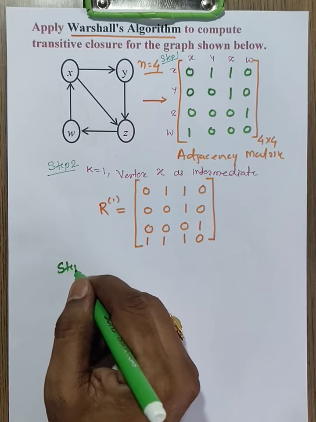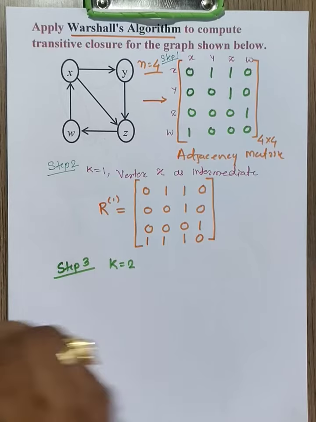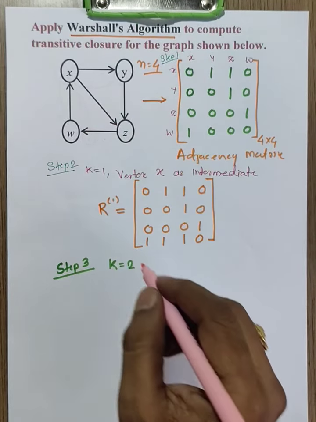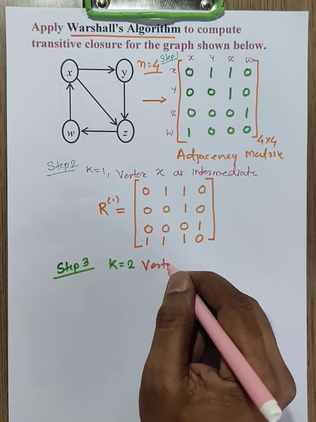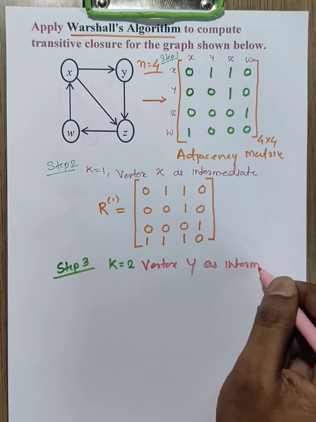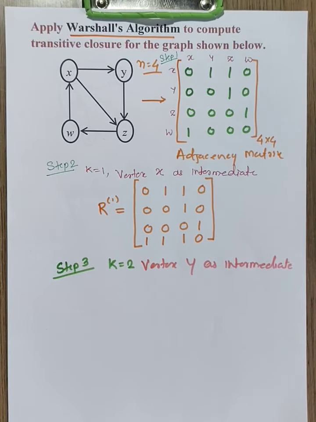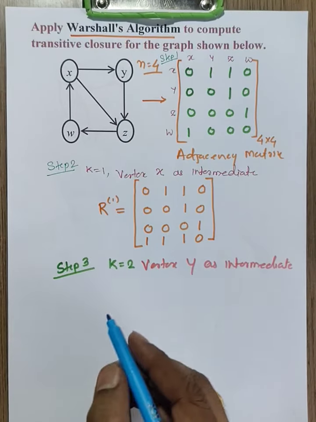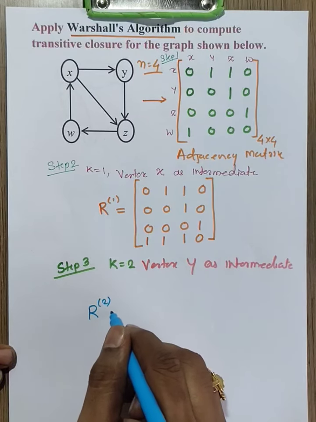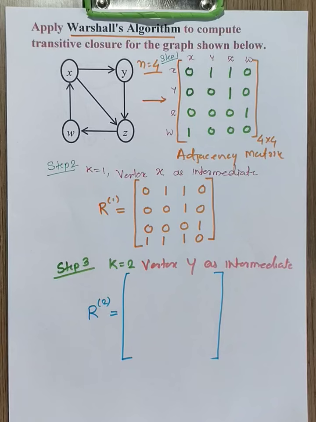Next, step 3 must be k equal to 2. If k equal to 2, then vertex y is the intermediate vertex. If y is an intermediate vertex, it means x plus y both are intermediate vertices, and within this we have to find R to the power 2. There are 2 intermediate vertices.